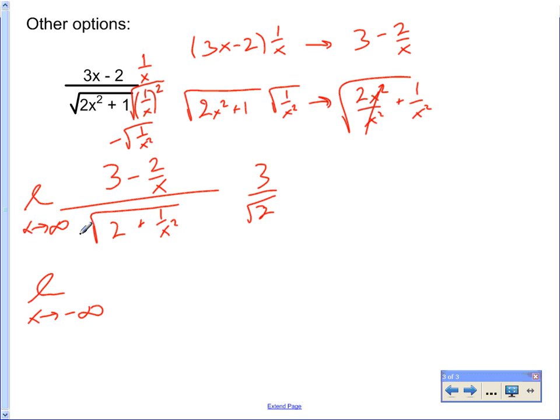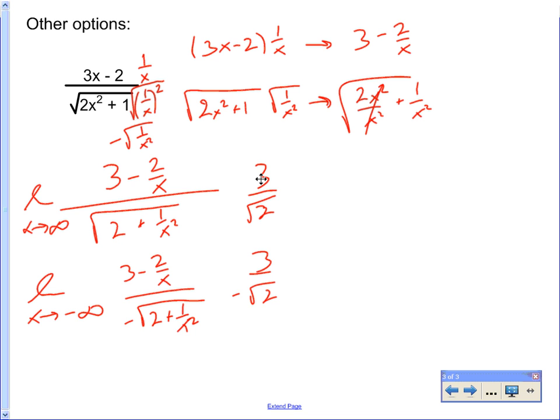So that's just basically going to change this to have a negative out front here. Now as I put in my negative infinity, I'm going to get 3 over negative square root of 2.